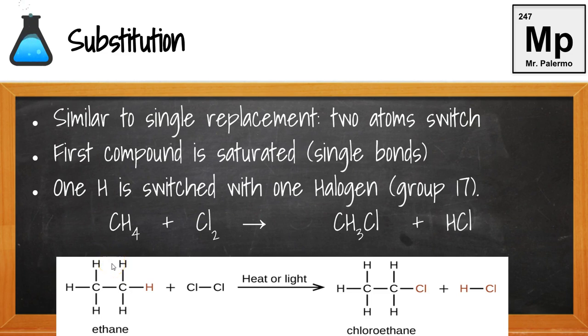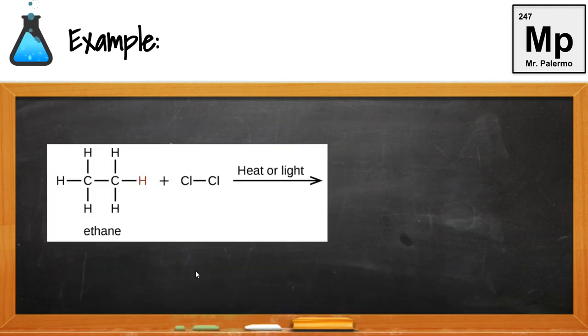The substitution reaction, the name says it all. We're substituting one element for another. It's similar to a single replacement in that two atoms switch. The first compound here is a saturated alkane, single bonds. We have a diatomic element, and we see that one H is going to switch spots with one of these elements. So let's see an example.